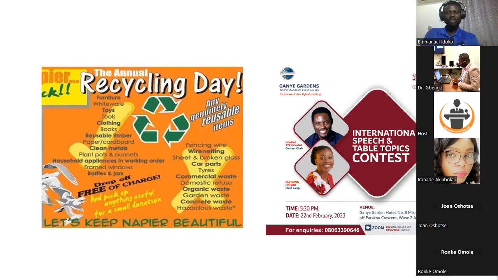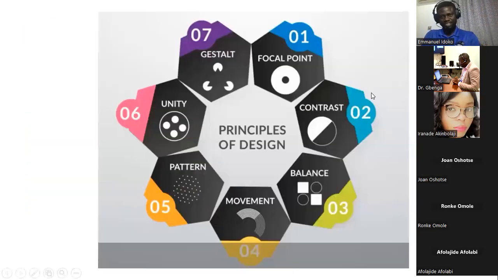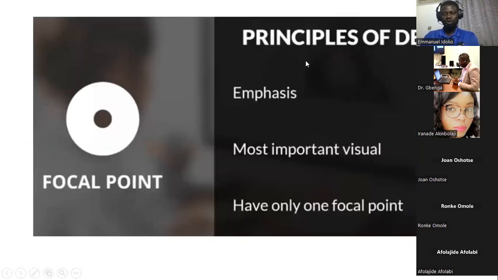I also went ahead to explain the 7 laws, the 7 principles of design. We talked about focal points. Every design must have a focal point, the emphasis of your design, and the whole attention has to be on that focal point. Every other writing or information has to be in small sizes to enable the focal point to stand out.